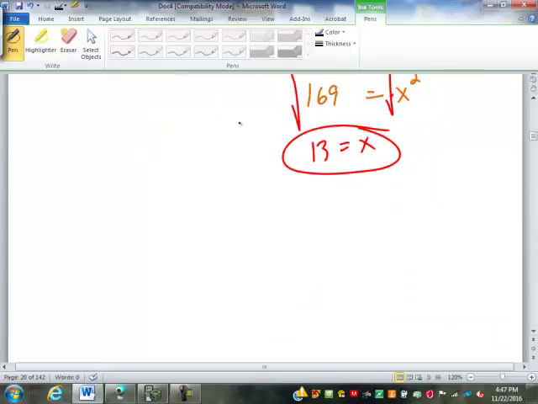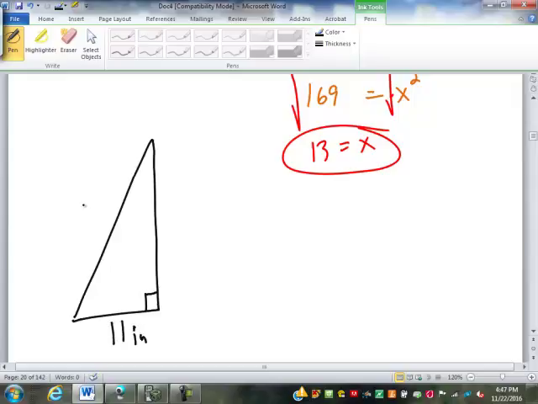Or we might have something like this, where I tell you that that is a right angle, and I might tell you that this is 11 inches. This is 61 inches, and I want to find X. What two sides need to be A and B?